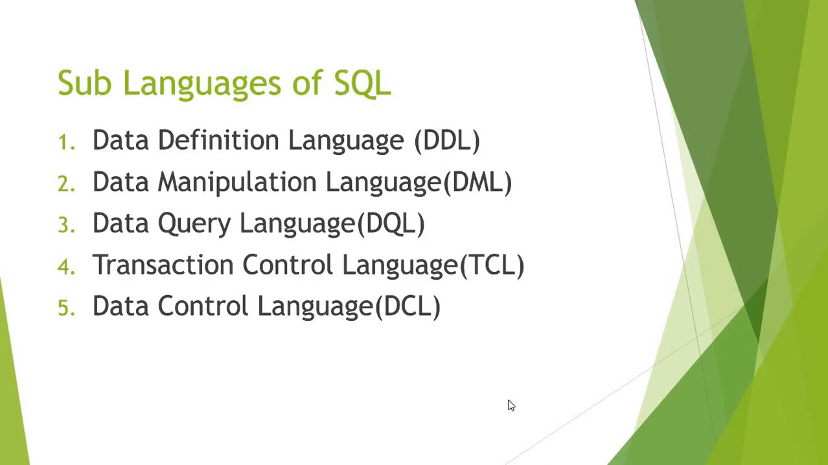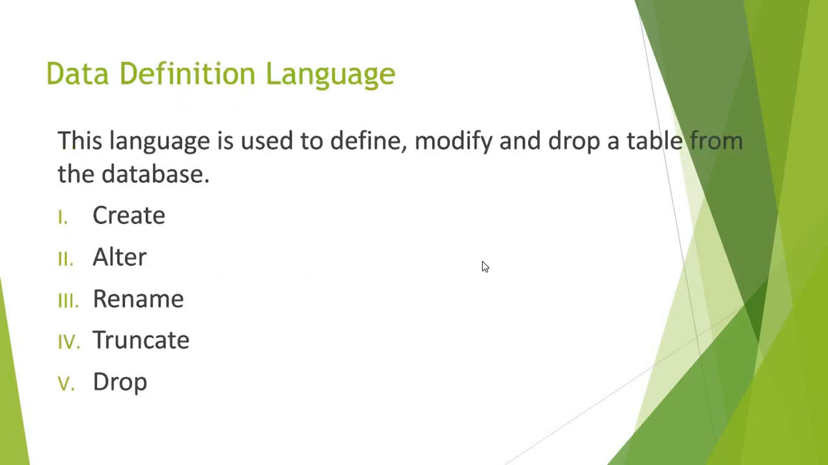Coming to the topic, these are the 5 sub-languages of SQL: data definition language, data manipulation language, data query language, transaction control language, data control language. First, data definition language. This language is used to define, modify and drop a table from the database. This data definition language contains 5 commands: create, alter, rename, truncate, drop.